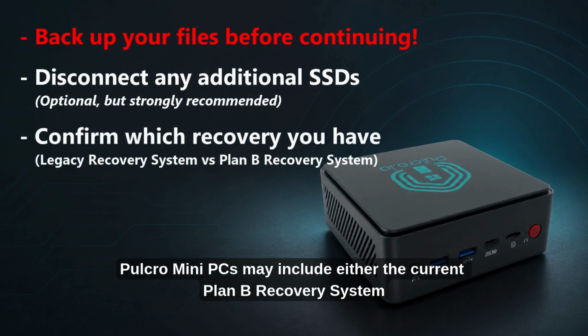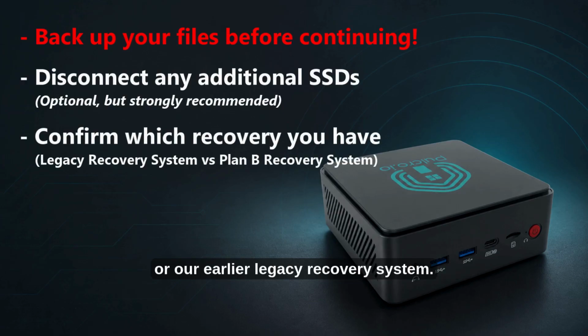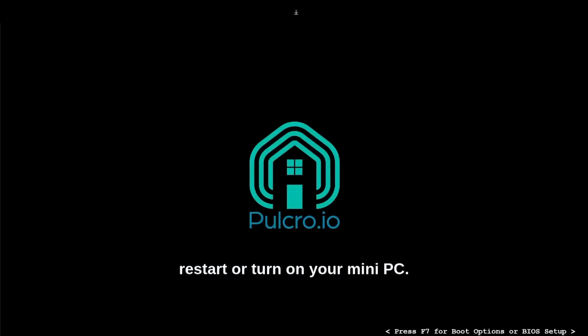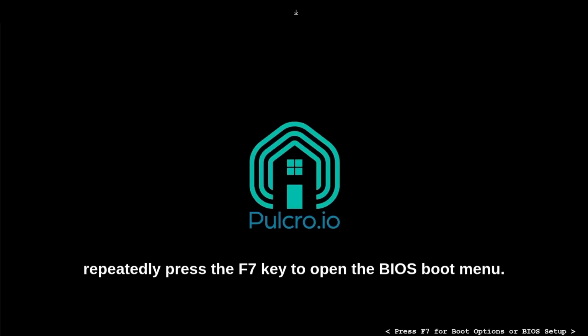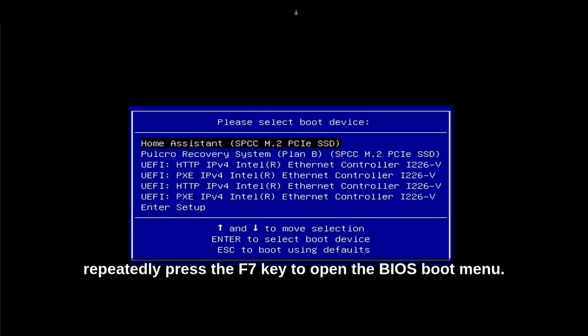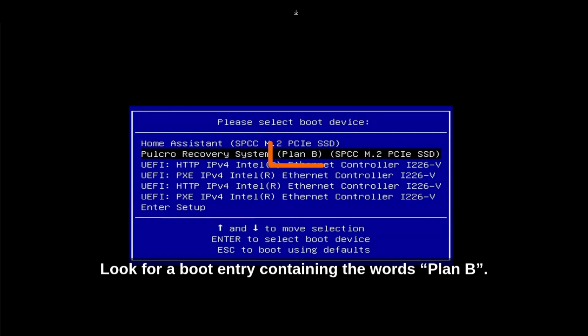Pulcro Mini PCs may include either the current Plan B recovery system or our earlier legacy recovery system. To determine which one you have, restart or turn on your Mini PC. When the Pulcro splash screen appears, repeatedly press the F7 key to open the BIOS boot menu. Look for a boot entry containing the words Plan B.